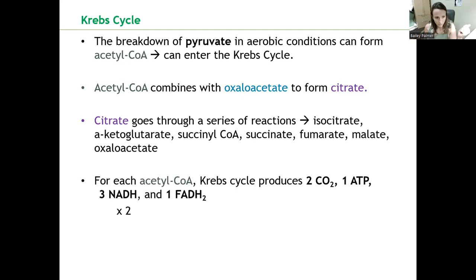So let's look at what we produce. For each acetyl-CoA, remember we have 2 of them, these are our products here. We're going to get 2 carbon dioxides. Those are our waste products. We have 1 ATP, 3 NADH, 1 FADH. So this is basically our overview of what's about to happen.